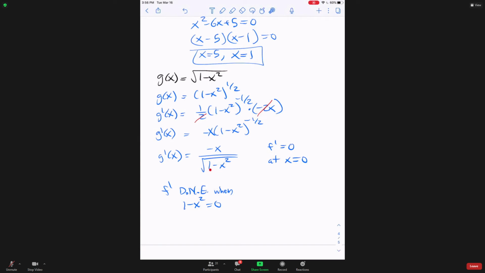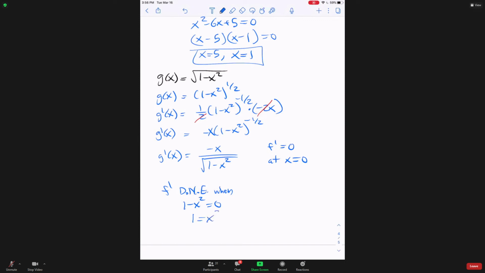So what about the cases when 1 minus x squared is negative, because you can't take the square root of a negative? Well, you don't have to worry about it being negative because it's not even in the domain. Did you all catch that? Yeah. I know this is new to you, so right now just worry about it being 0 because you can't divide by 0.